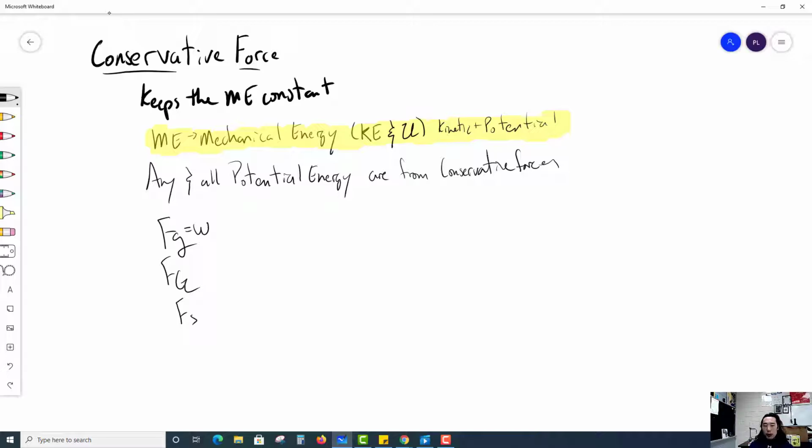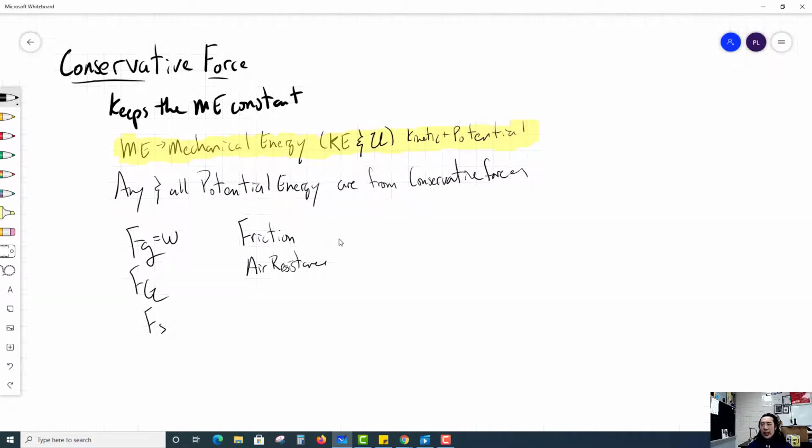Here are a couple that are not conservative forces: force of friction and air resistance. So friction and air resistance are not conservative forces, and any forces on the left are conservative forces. Now, one last definition that I'm going to use to describe conservative forces is a way to really summarize this concept in your heads. The important thing about conservative forces is the idea that the path does not matter.